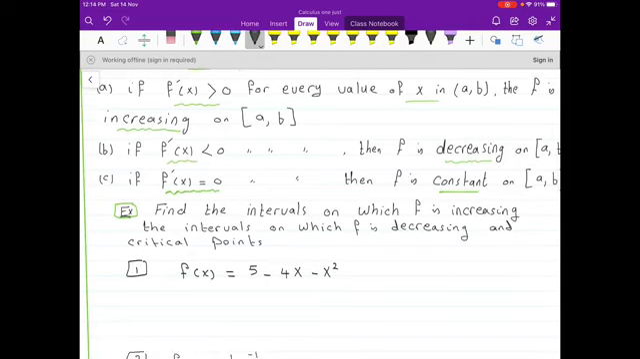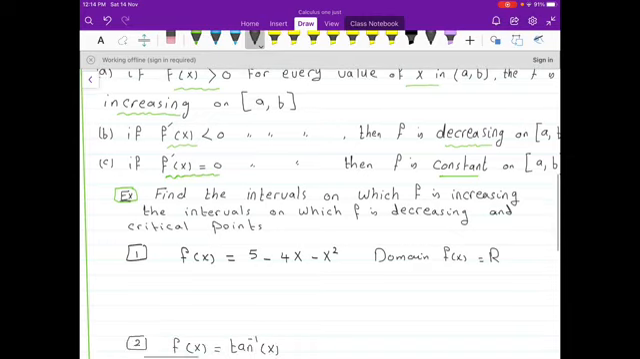This is a polynomial. What is the domain for a polynomial? Obviously, the domain for f(x) is the real numbers. To answer the question, you must find f prime and study the sign of f prime of x.